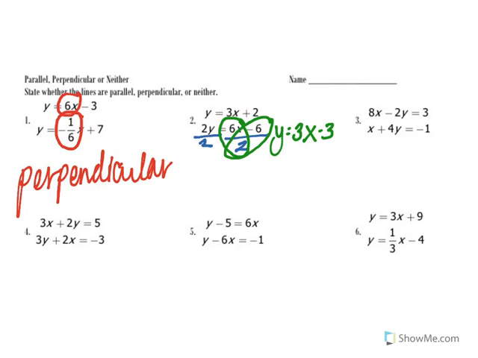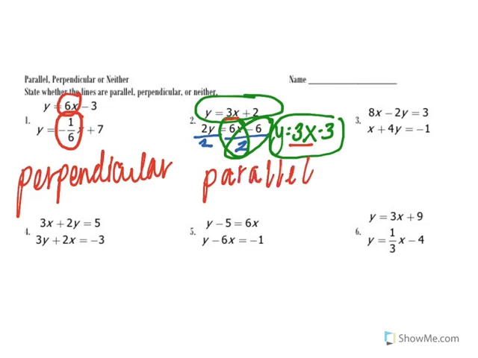So then I would be comparing this equation with this equation. And you can tell that these two are parallel because they have the same slope. Okay, this is parallel because they have the same slope.